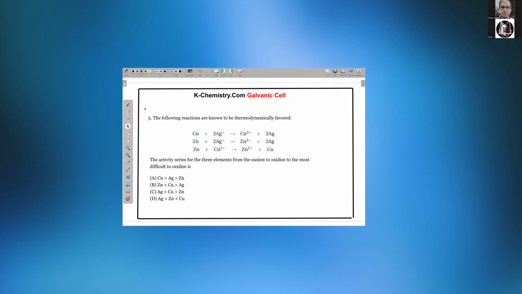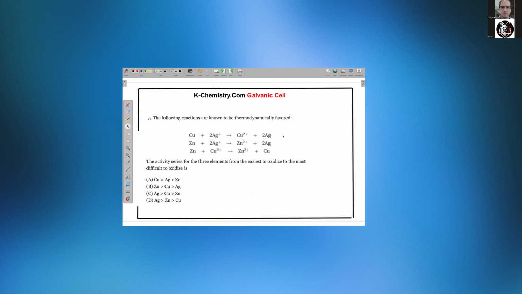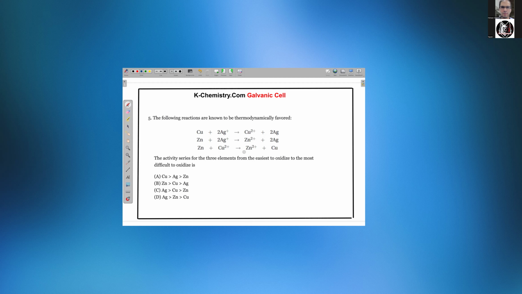Okay, now I have thermodynamically favored, means this is happening or not happening. These three, are they happening or not? They are happening. So which one can displace which one? Copper and silver, which one can displace? Is the copper displacing silver or is silver displacing copper? The atom is displacing the ions. So this means that which one is more active, the copper or the silver? The copper. So the copper is more active than silver.